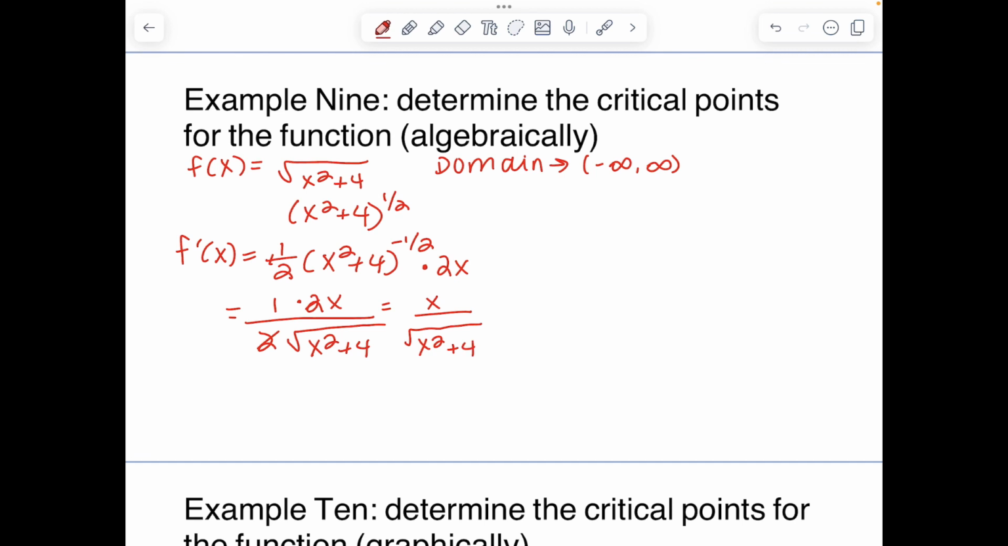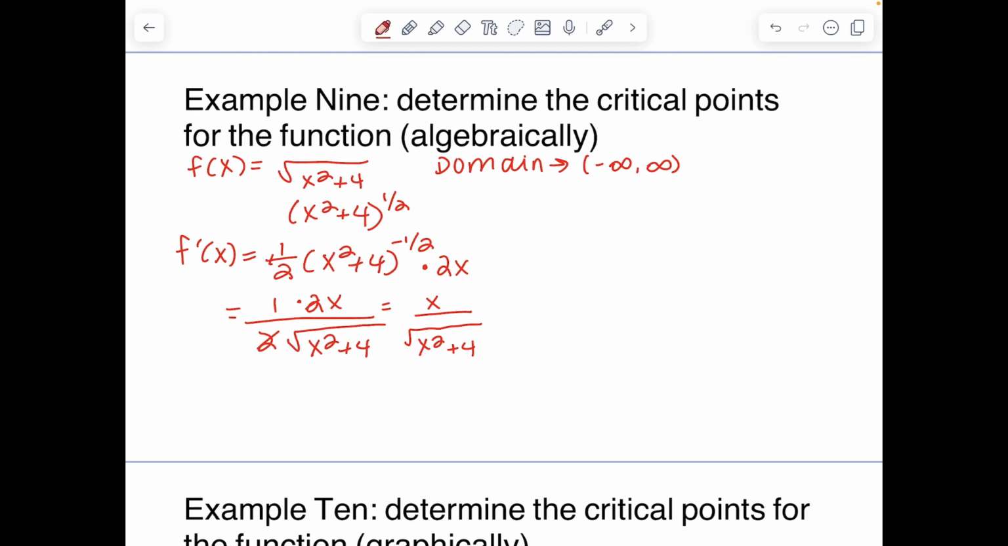So that's the derivative. First, is there any place where the derivative doesn't exist? We can't divide by 0. However, this is never going to get down to 0 because we're at +4, and x squared would have to equal -4 to get this down to 0. But again, this can't be negative because it's squared. So there's no places where the derivative's not going to exist.